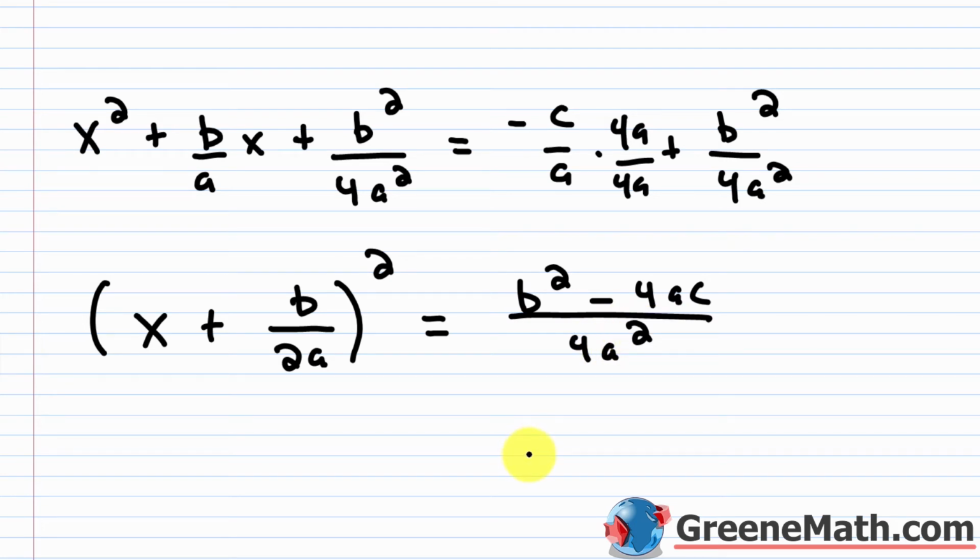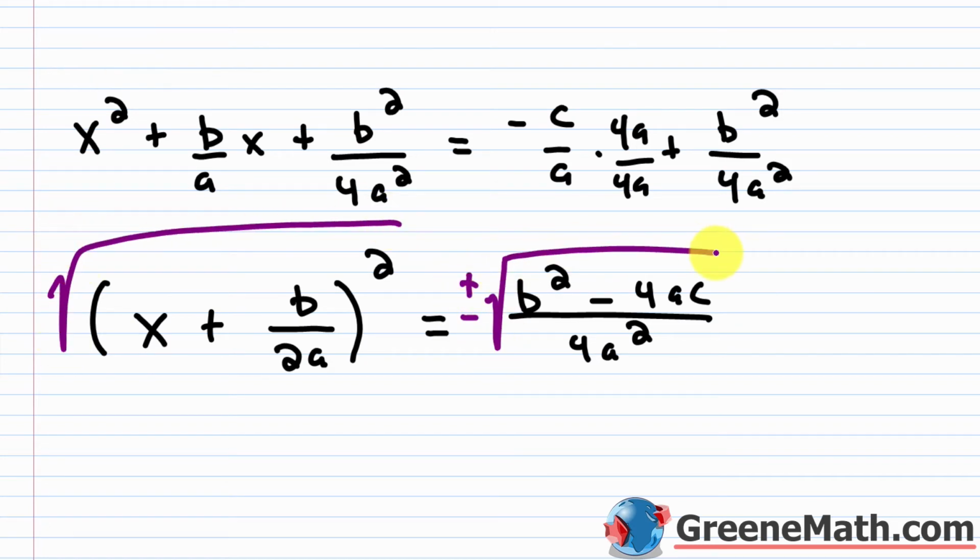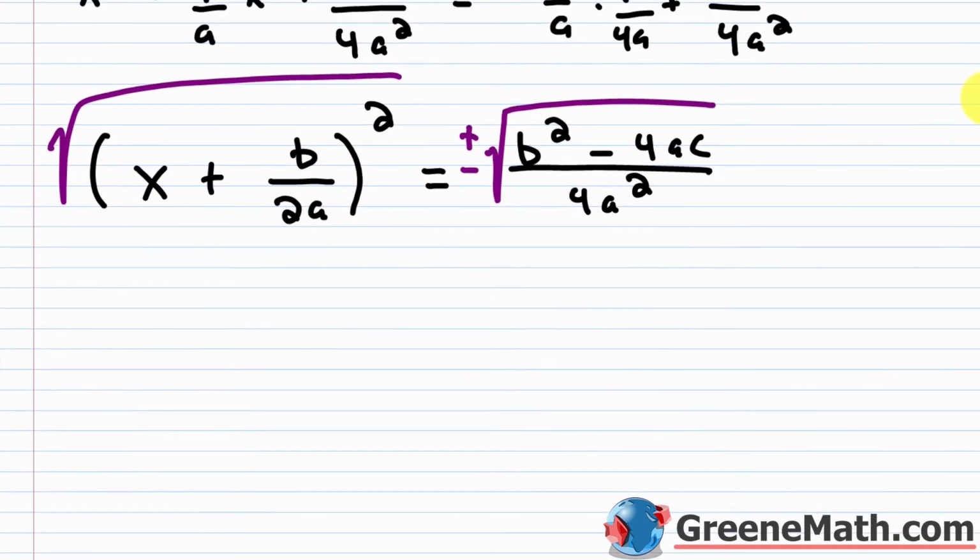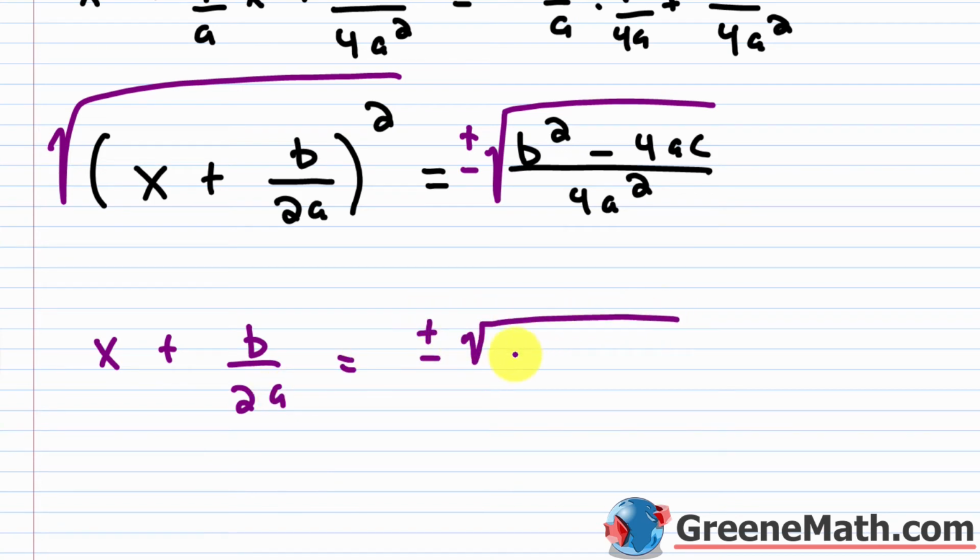So now I can use my square root property, and I can take the square root of this side, and then plus or minus the square root of this side. So let's get some room going. That would give me x plus b over 2a is equal to plus or minus the square root of b squared minus 4ac. If I take the square root of 4a squared, I just get 2a. Okay, so that's going to be my denominator.